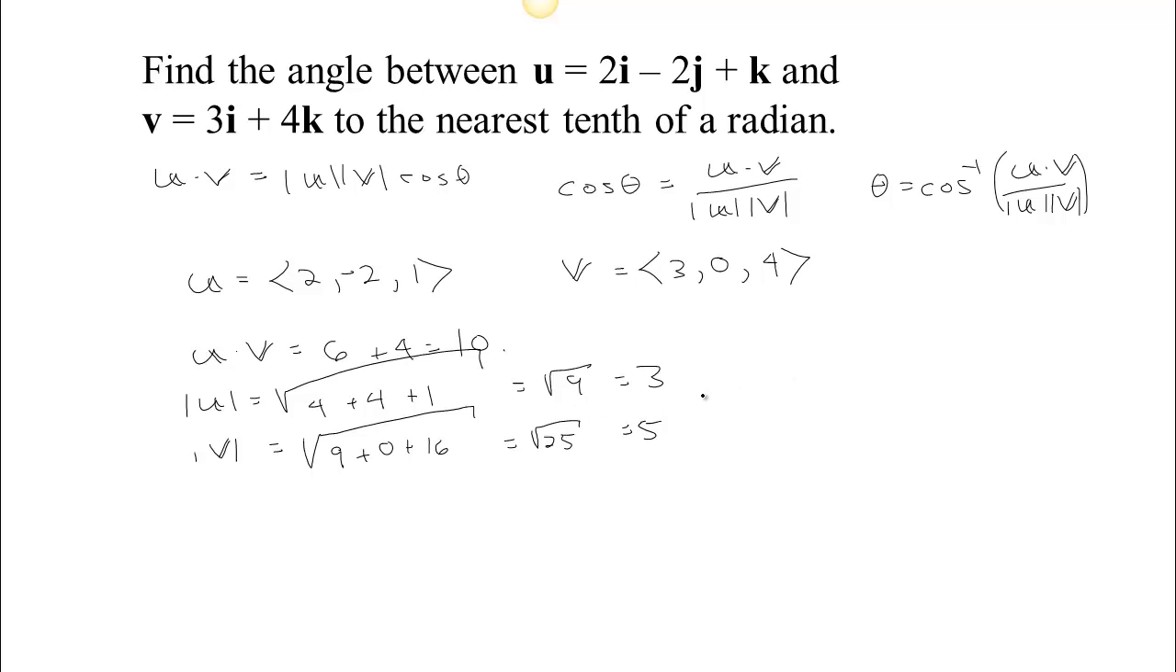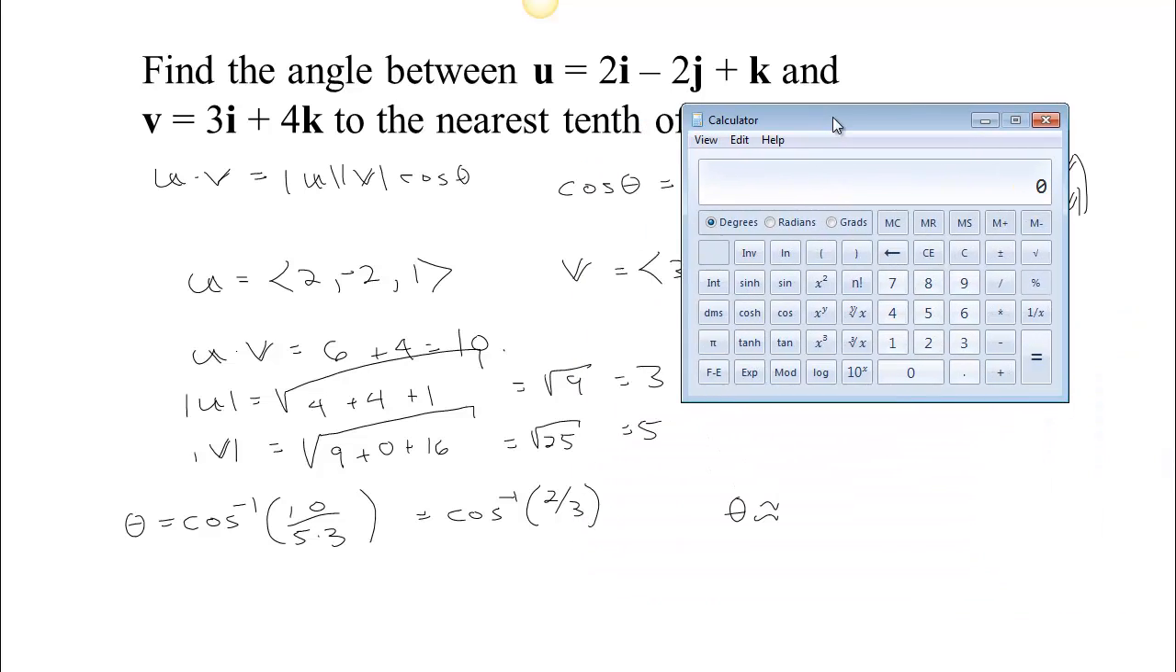So now we know that theta is the cosine inverse. The angle between those two vectors is the cosine inverse of u dot v, which we figured out was 10, all over length u times length v. So this is the cosine inverse of 2/3. Alright, so there's an exact value for theta. We could also get an approximation if we use a graphing calculator here.